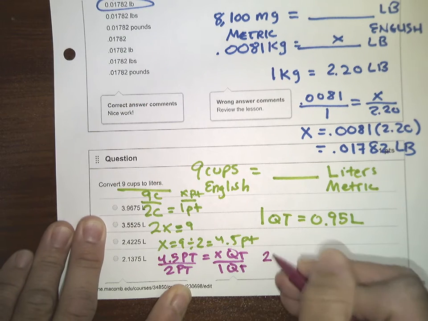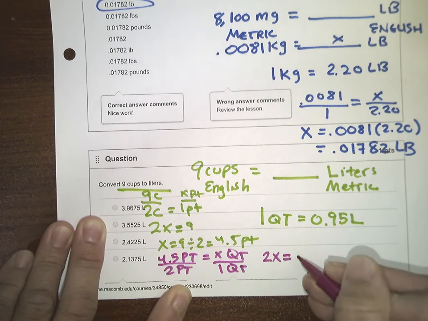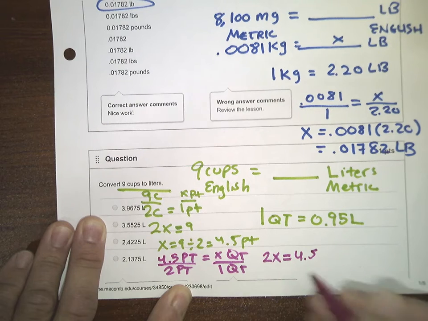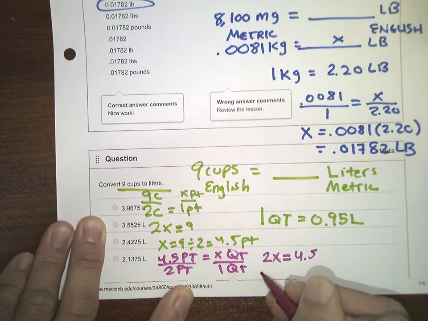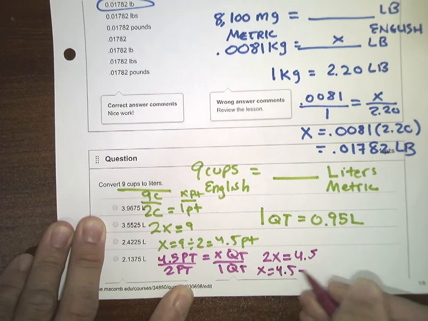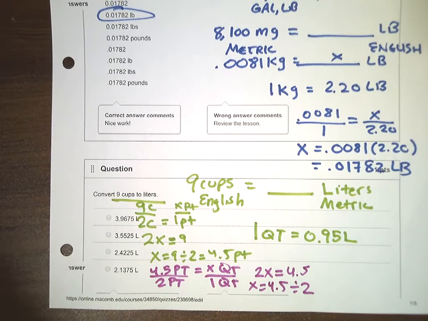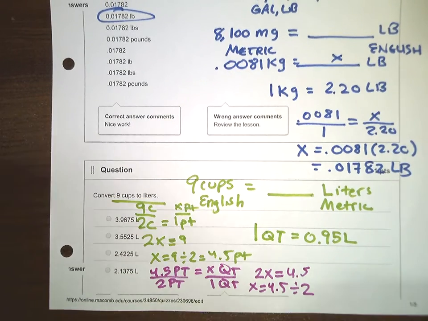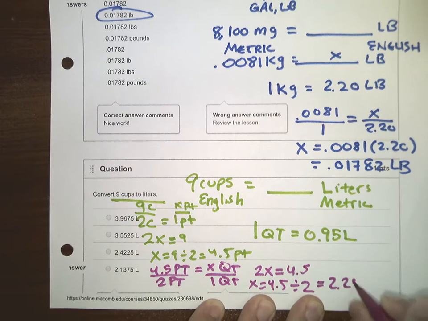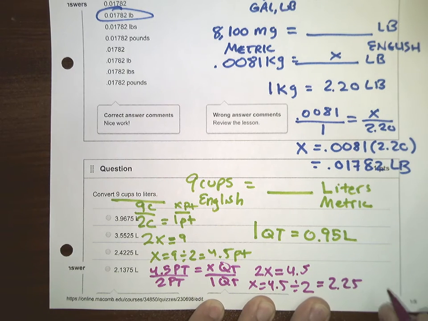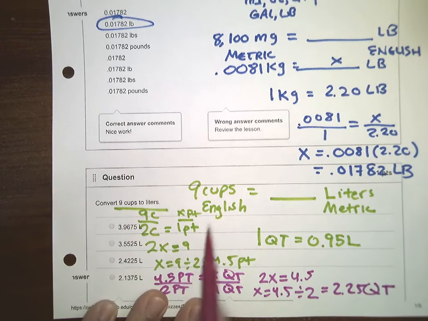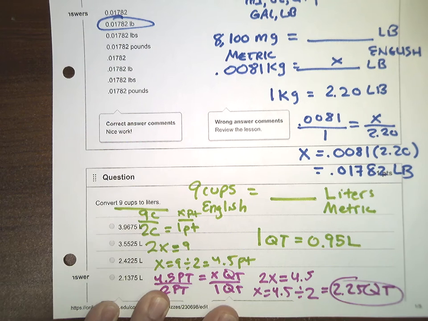So 2 times x is equal to 4.5, and then divide by 2 on each side. So x is 4.5 divided by 2. So then 4.5 divided by 2 is 2.25, and that will be quarts. All right, so now I really know that 9 cups then is 2.25 quarts.